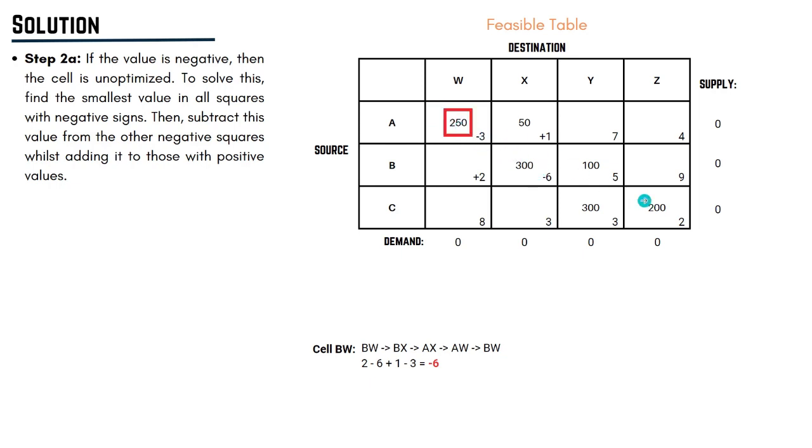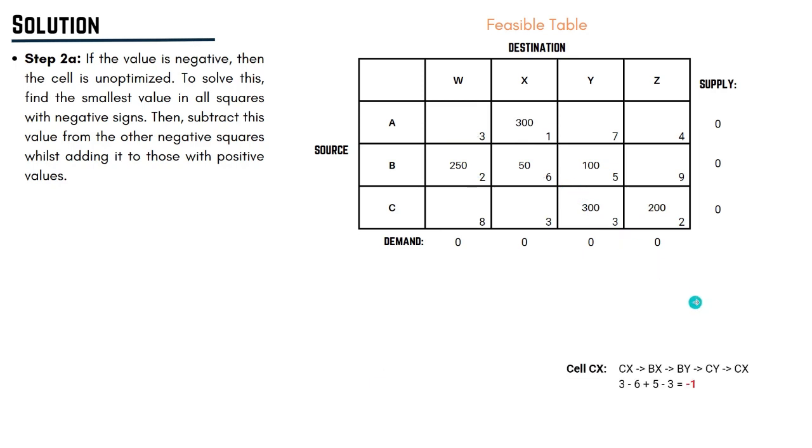So we have 250 minus 250 is 0. 300 minus 250 is 50. But for the positive squares, we simply add them. So 0 plus 250 is 250. 50 plus 250 is 300. As so.